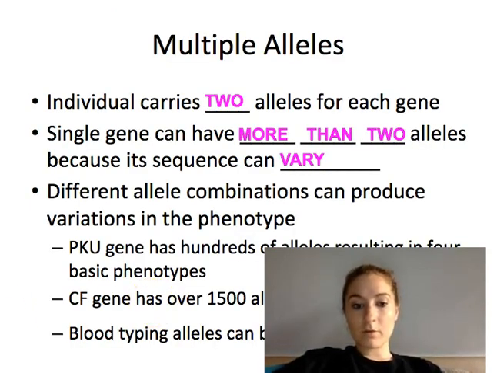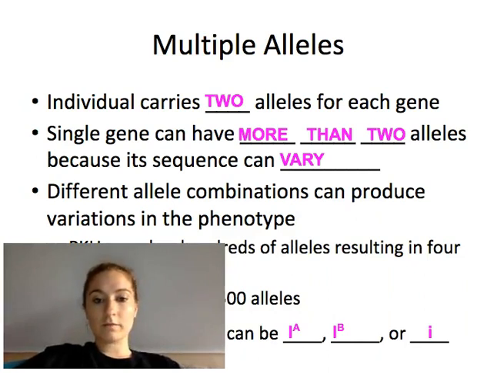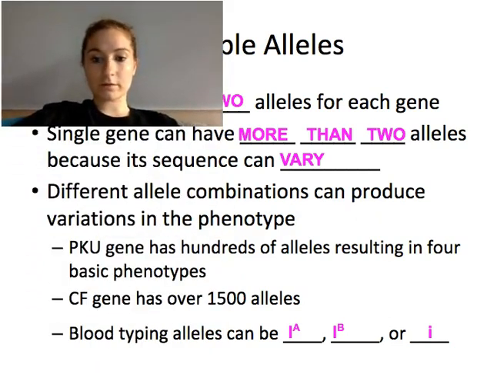There are also multiple allele examples. An individual carries 2 alleles for each gene, but a single gene can also have more than 2 alleles because it can vary. So different allele combinations can produce different phenotypes. For example, the PKU gene has hundreds of alleles resulting in 4 phenotypes. The CF gene has over 1,000 alleles. And blood typing alleles can be either IA, IB, or i. So type A blood, type B blood, or type O blood.